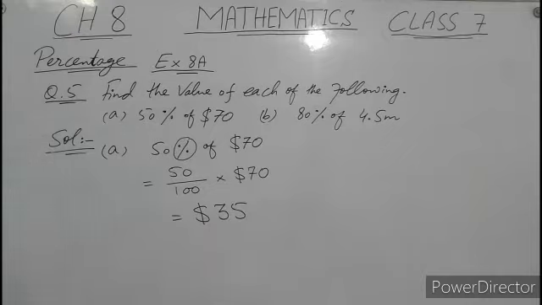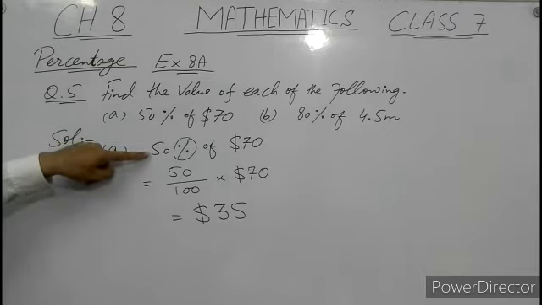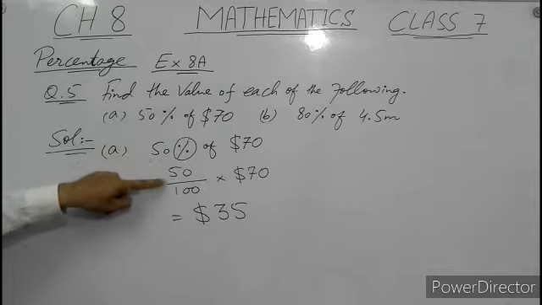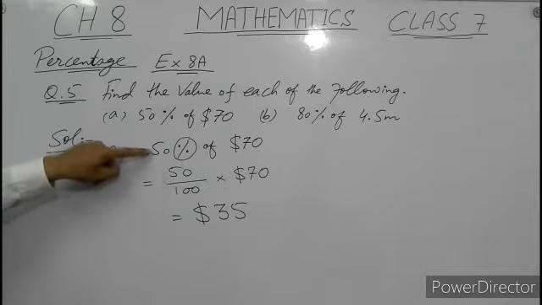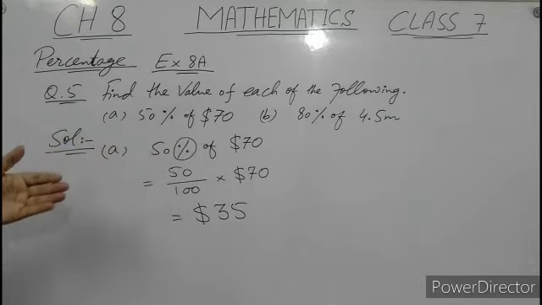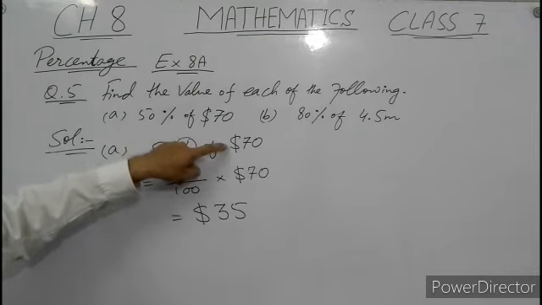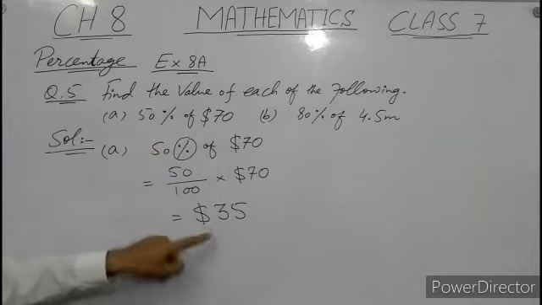We can also calculate it mentally. 50% means 50 over 100. 50 over 100 means 1 over 2. So we have to find 1 over 2 of $70. 1 over 2 means in the two parts of $70, we want one part. So two equal parts of $70 are 35 and 35 and one part is $35.